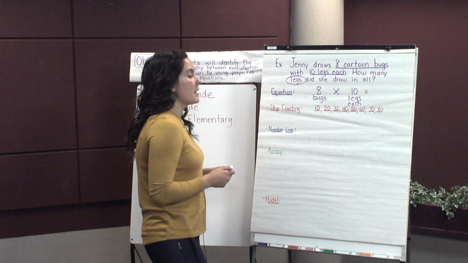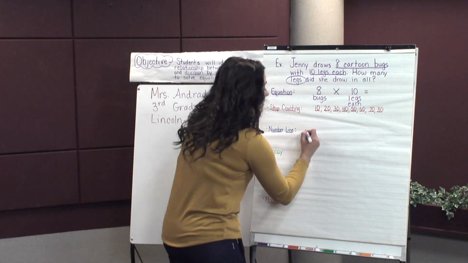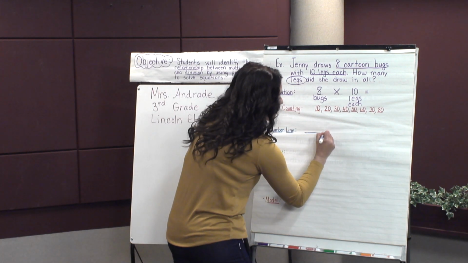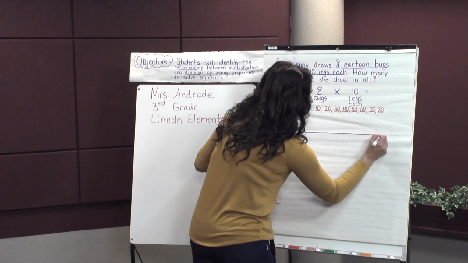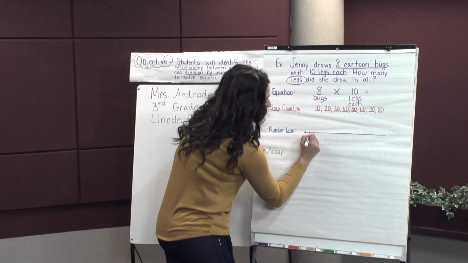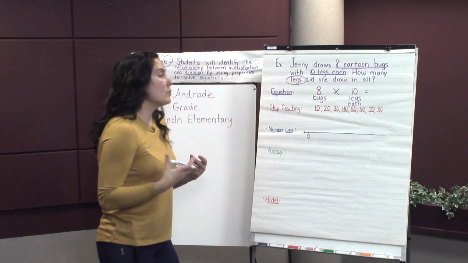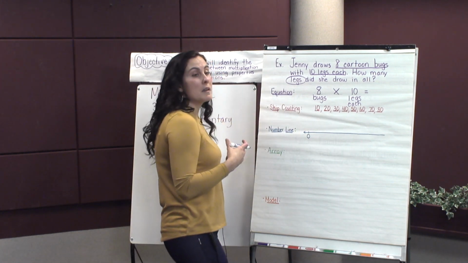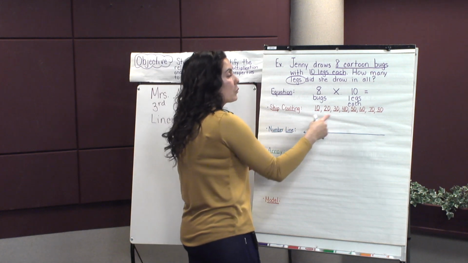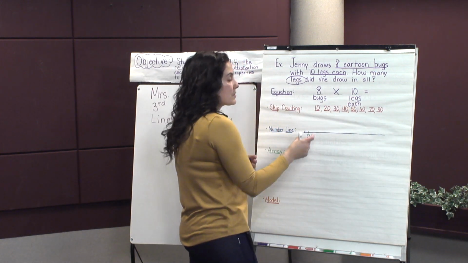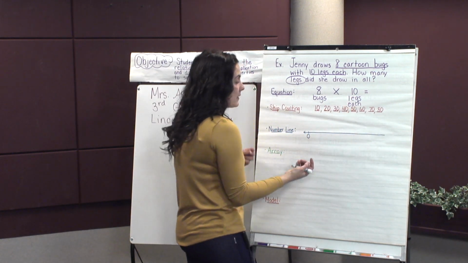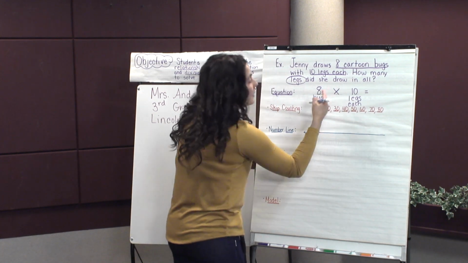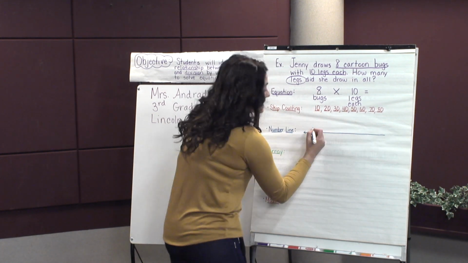You might want to use a number line. A number line is not difficult to do. You draw yourself a straight line. You start off with 0. And we're going to do the same thing. The bugs are going to be the number of jumps. Those are the groups. The legs are going to be what we're counting by. So I'm going to be counting by 10s 8 times.